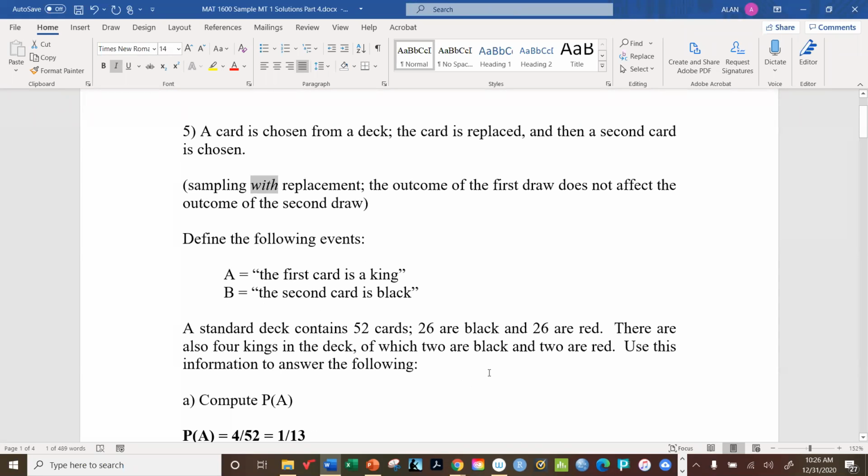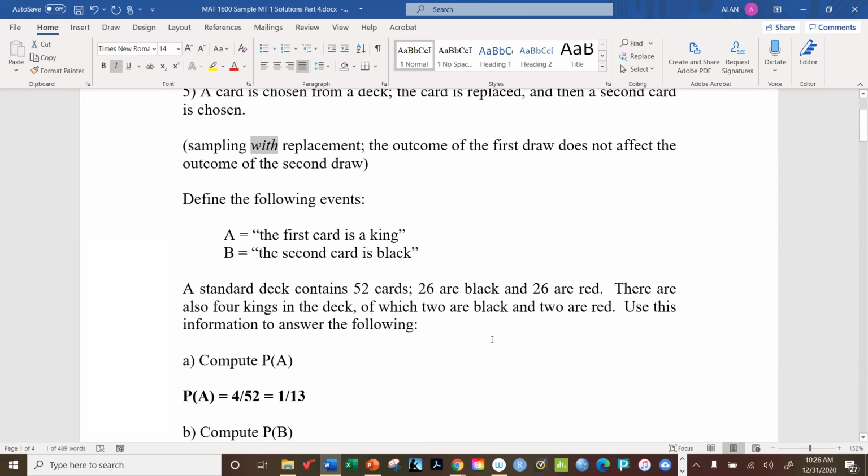So here we define the event A to be the first card is a king, and B is the event that the second card is black. Now, just as a quick review, in case you're not familiar with the deck of cards, there are 52 cards in a standard deck, half are red and half are black, 26 of each, and for each rank, like kings, queens, jacks, etc., there are 4 of each, 2 of which are red and 2 of which are black. So with that information in hand, we should have no difficulty calculating the answers to these questions.